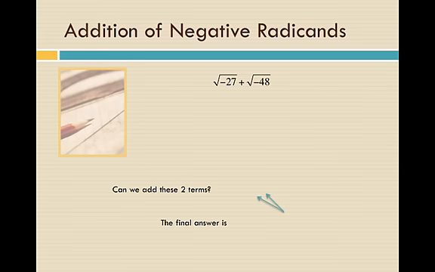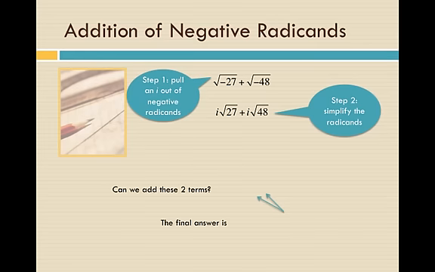Addition of negative radicands. How can I add these two things? Right now it looks like I can't, because they're not like terms. I see a square root of negative 27, I see a square root of negative 48. I can't just add these together, guys, and end up with negative 75 under there. So the first thing I have to do is what I'm always going to do, which is pull out an i. You see how I've pulled out an i, and now I want to try to simplify the square root of 27 and the square root of 48.